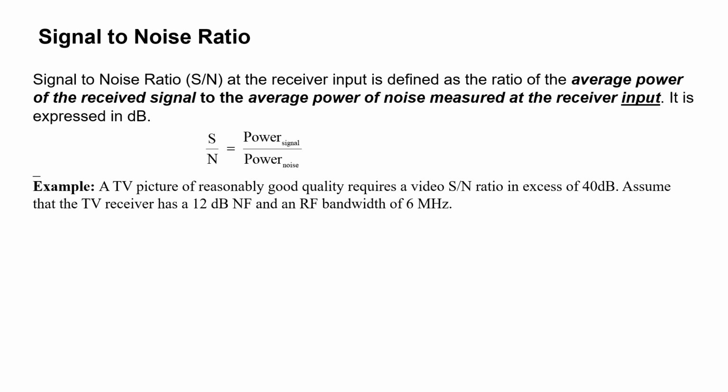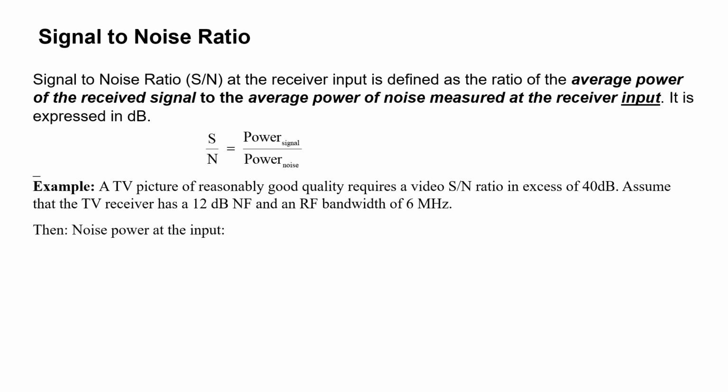Let's get to an example. A TV picture of reasonably good quality requires a video signal to noise ratio in excess of 40 dB. It means the signal is 40 dB above the noise level. Assume that the TV receiver has a 12 dB noise figure and the RF bandwidth is 60 MHz.